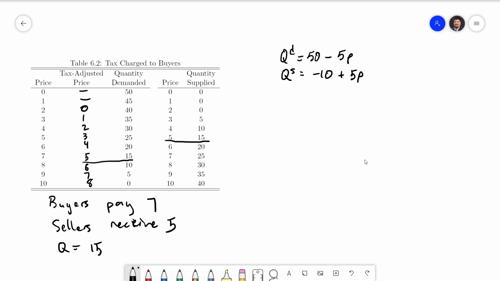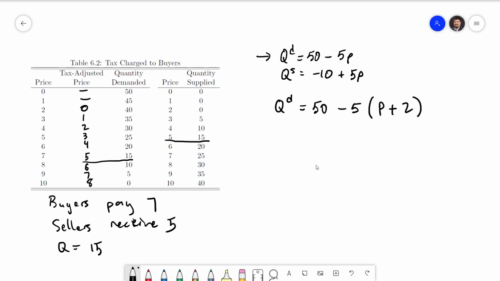We can do this algebraically. This time we have to adjust our demand curve. To adjust the demand curve, we need to replace the p with p plus 2, because they're not only just paying p to the sellers, they're paying an additional tax of 2 to the government. We can use the distributive property to clean this up. You have to be careful here about distributing the minus sign, so we get minus 5p, but we also get minus 10. Negative times a positive is a negative. This is going to come out to 40 minus 5p.